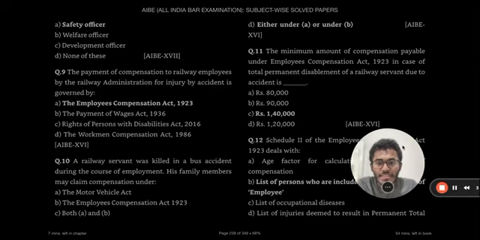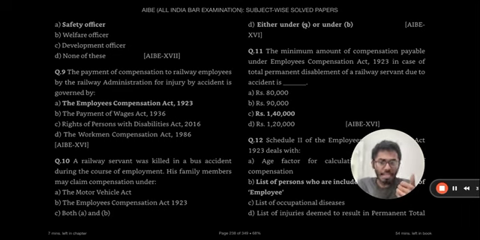All right. A railway servant was killed in a bus accident during the course of employment. His family members may claim compensation under the Motor Vehicles Act, the Employees Compensation Act, or both A and B. So either under A or B, it is possible.